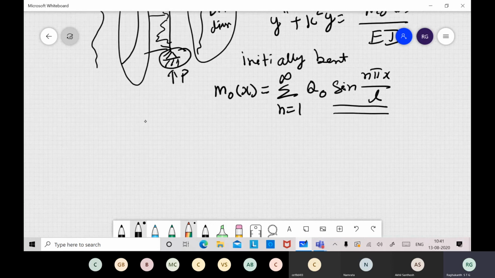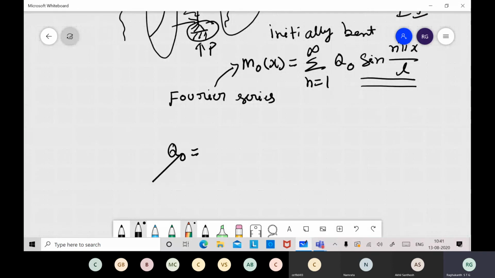So the first thing is you expand your bending moment diagram in terms of a Fourier series expansion. Not only bending moment, if it is a crooked column, there also we did the same way. In the Fourier series, the coefficient Q naught you have to find out. That is the coefficient of this Fourier series.